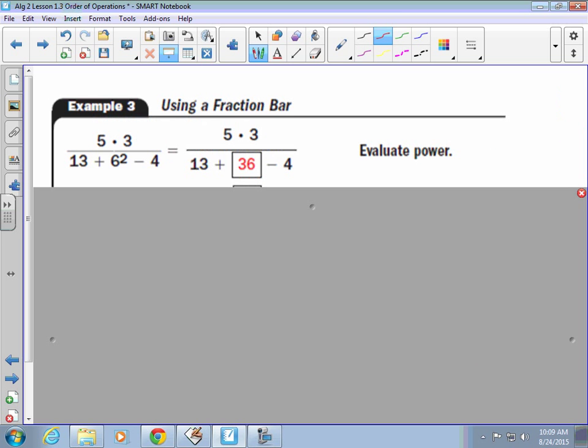Here's example number 3, using a fraction bar. What a fraction bar is, it is a grouping symbol. That's all it is. It's a grouping symbol when you're talking about the order that it falls in. So it acts like the bottom is in a set of parentheses, and this is in a set of parentheses. So what that means is you have to evaluate everything at the top and everything at the bottom before you try to move anything from top to bottom.